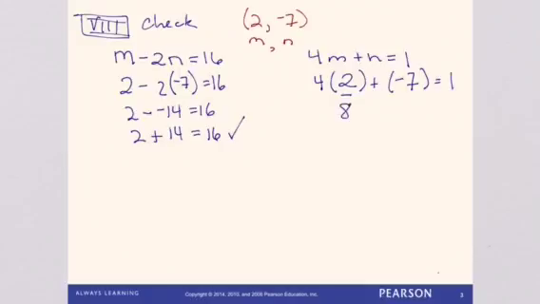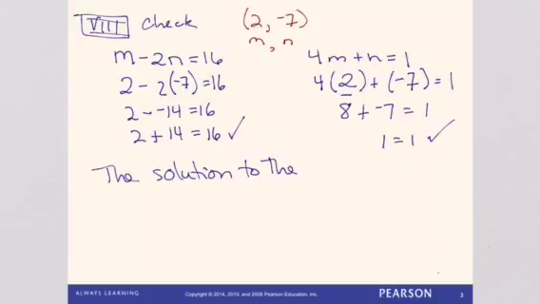So I've got 8 plus negative 7 equals 1. And 8 plus negative 7 is indeed 1. So I'm good, and I'm finished with this problem. The solution to the system is 2, negative 7. Okay?